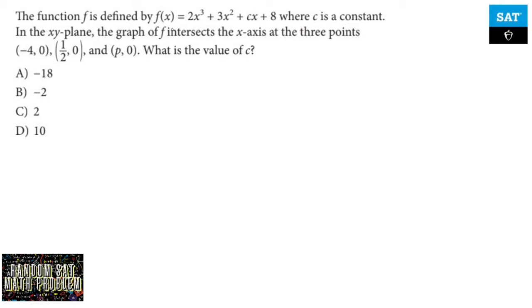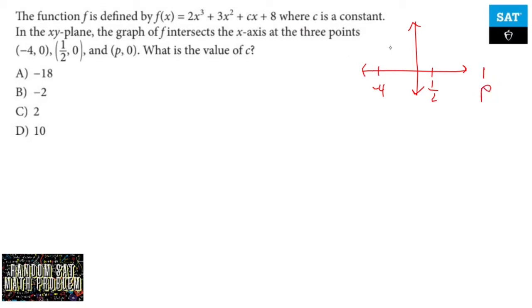In the xy-plane, the graph of f intersects the x-axis at three points: (-4, 0), (1/2, 0), and, great, another letter, (p, 0). What that looks like graphically is if I were to draw out that cubic, I would have it go through -4, go through a half, and some rando spot we don't know called p.